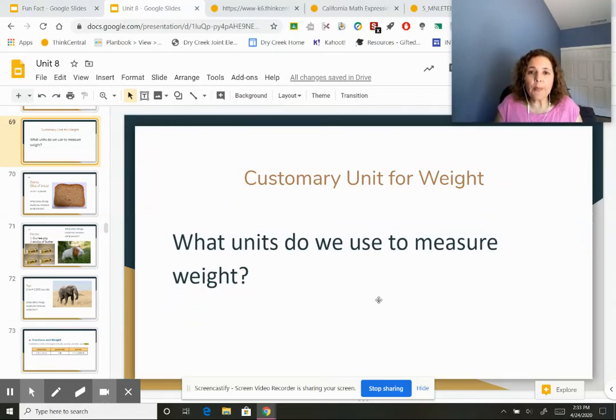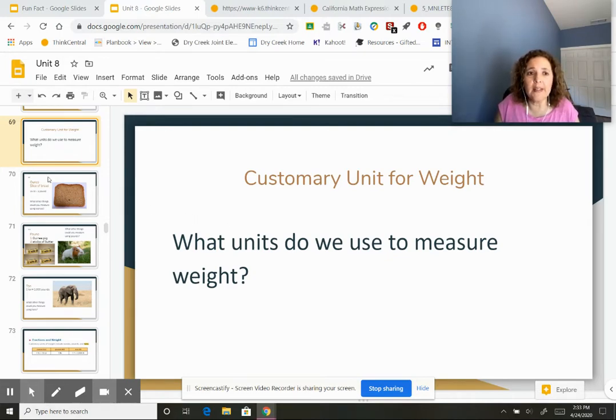Okay, so today we're going to be looking at the customary units for weight. What units do we use here in the USA to measure weight? Stop the video and write down if you think you know what we use to measure weight. If you said ounces, pounds, and tons, you are correct. We use ounces, pounds, and tons here in the USA.